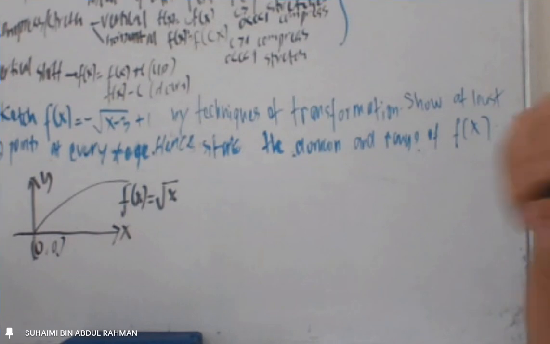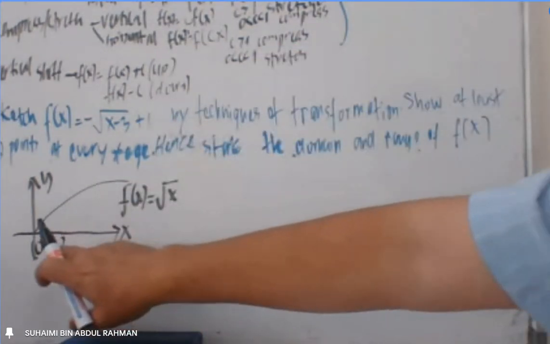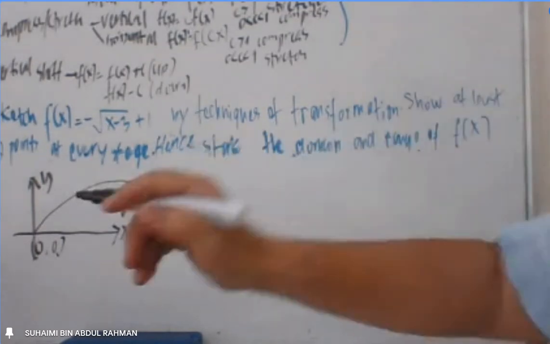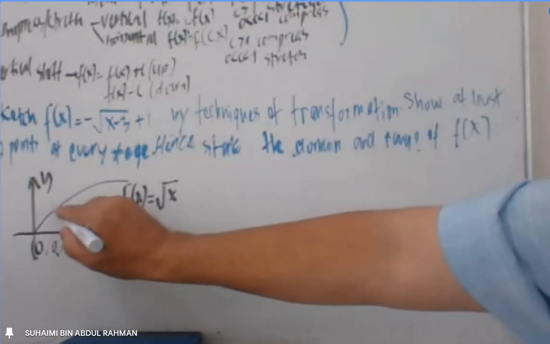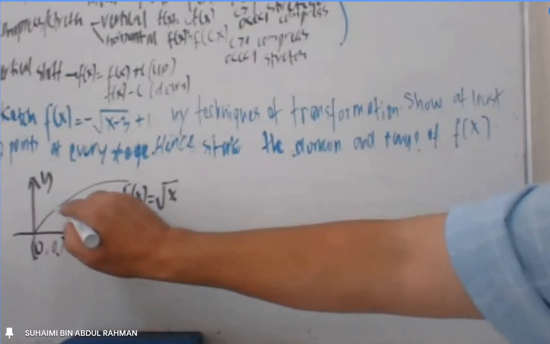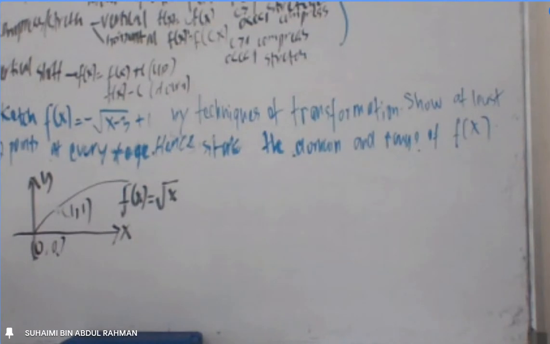The point of this function. Yes, 0, 0 and 1, 1, not shifting yet. Then we're going to see where these 2 points will end up after the process of transformation.